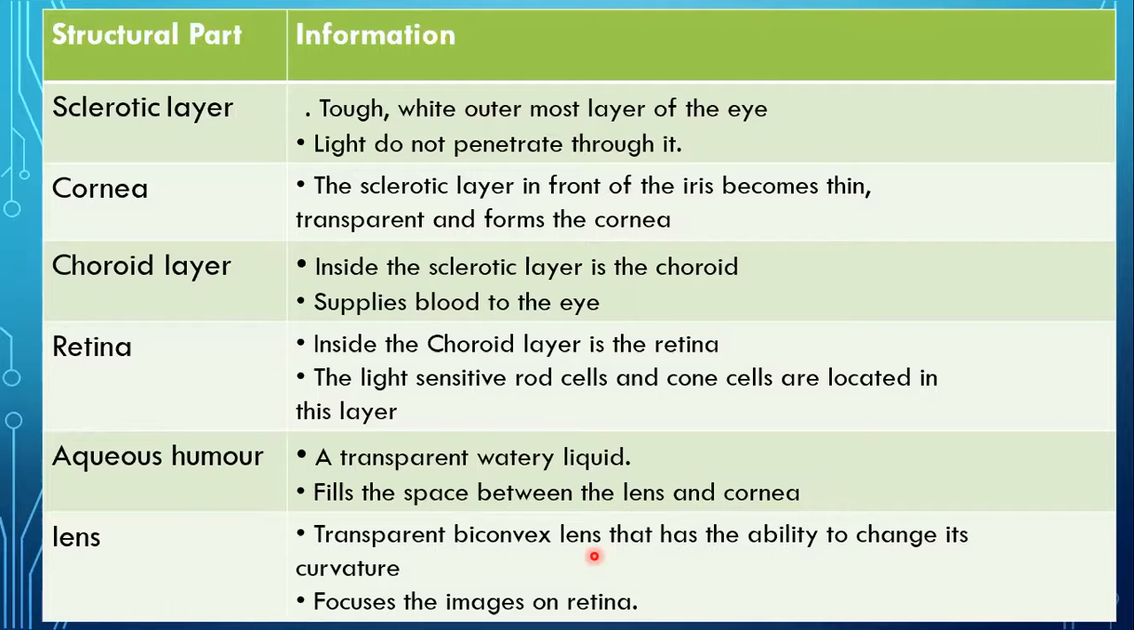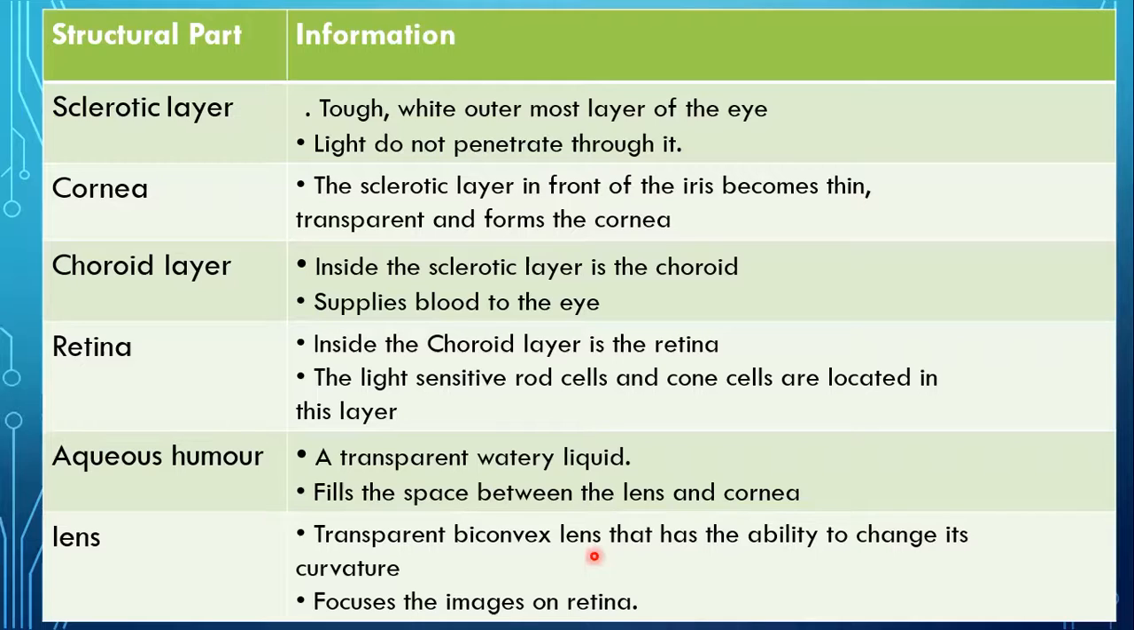This table shows the information about the main parts of the eye. Sclerotic layer: white outermost layer of the eye. Light does not penetrate through it. Cornea: the sclerotic layer in front of the iris becomes thin, transparent and forms the cornea. Choroid layer: inside the sclerotic layer is the choroid. Supplies blood to the eye.